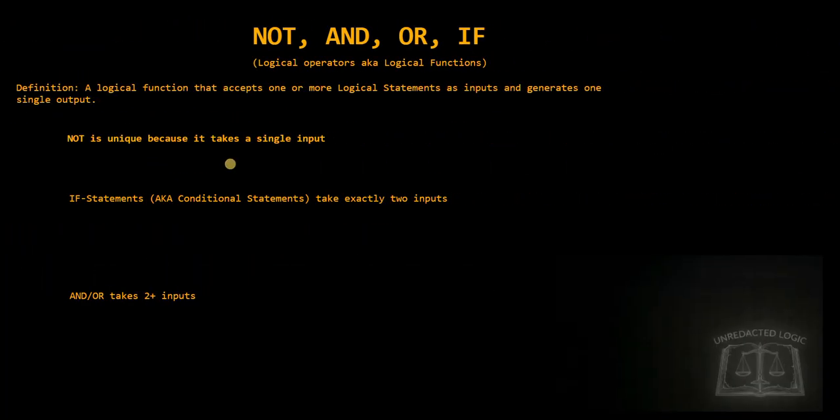Okay, there's four logical operators that commonly show up on the LSAT: not, and, or, and if. Logical operator, another name for it is logical function. A logical function accepts one or more logical statements as inputs and generates a single output. So like any function, it has inputs, one or more, and it's going to give you an output. In this case, one single output.